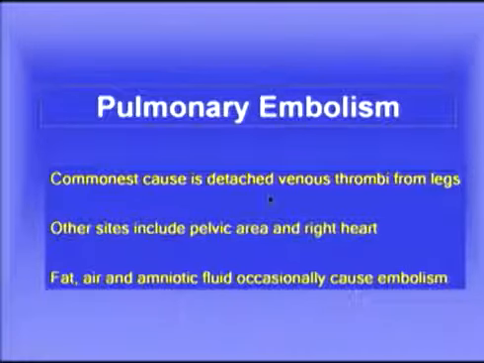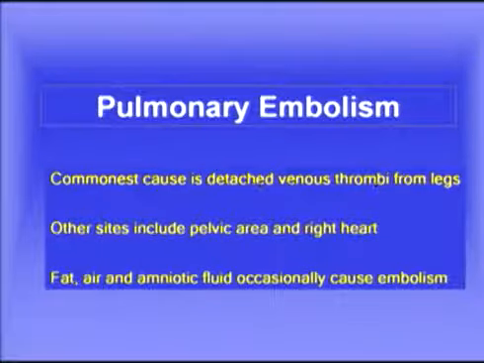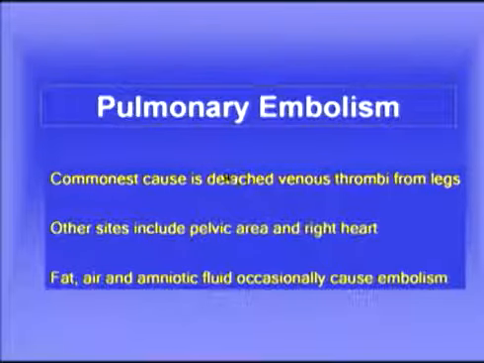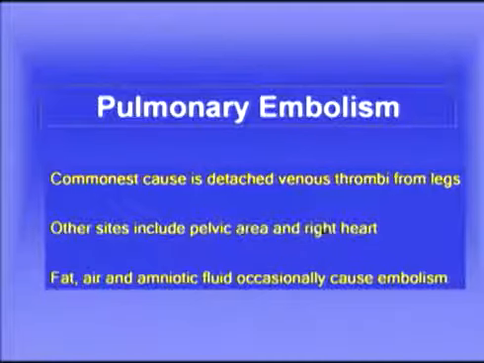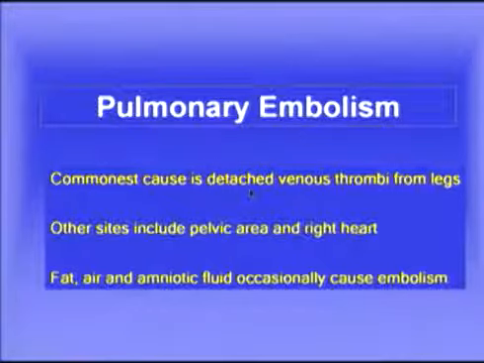The commonest cause is that there are venous thrombi in the legs, the lower extremities, and these are detached and they move up into the lung. You can also get thrombi in the pelvic area and also the right heart, particularly with atrial fibrillation. There can be emboli in the right heart. Mostly it's venous thrombi that are responsible for embolism, but occasionally you can have fat, air, even amniotic fluid that can cause embolism.